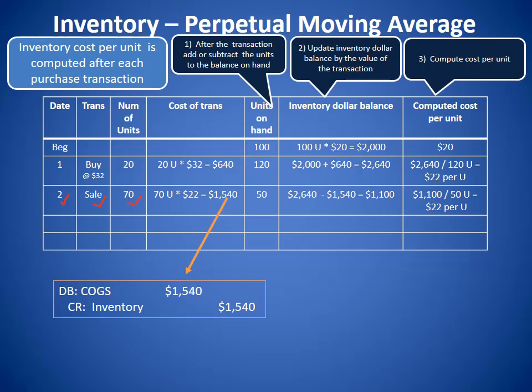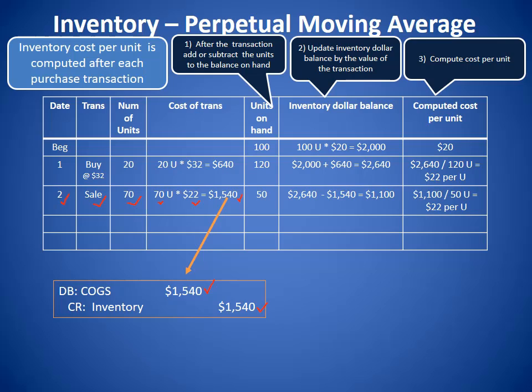So in this case, what we're going to do is take the number of units we sold, 70 units, and multiply by the cost per unit, which we know to be $22 per unit. So it's 70 units times $22 per unit. The cost of goods sold, and the amount that we're removing from inventory, is $1,540. So we debit cost of goods sold for $1,540 for those 70 units, and we credit inventory for $1,540.